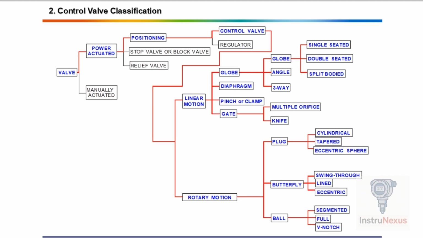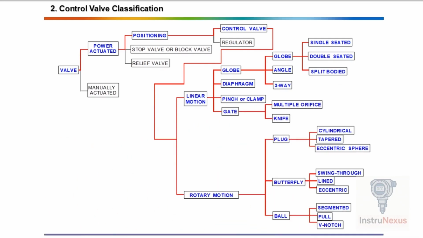Now let's talk about control valves, which play a critical role in regulating flow. They are classified based on the motion type. Linear motion valves move in a straight line to control flow. They include the globe valve, which offers precise throttling, in single-seated, double-seated, and split-bodied types; the diaphragm valve, pinch or clamp valve; and the gate valve, which includes knife gate and multi-orifice types.